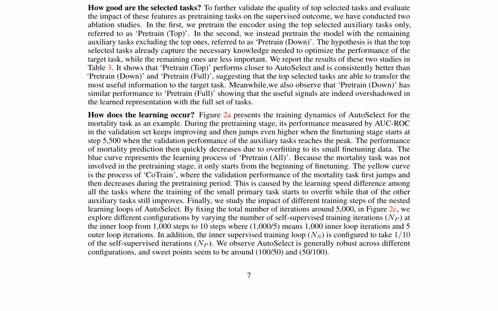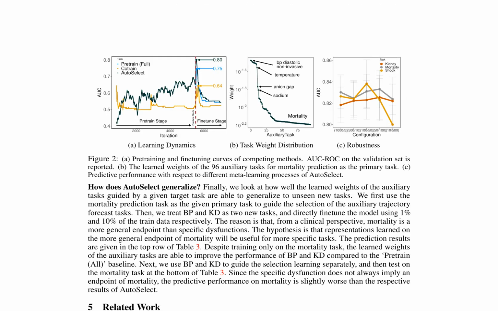multitask learning. The paper introduces a groundbreaking approach to utilizing trajectory forecasts over clinical observations as self-supervised pre-training tasks, leading to substantial improvements in clinical outcome predictions. This achievement is made possible through the AutoSelect method, an end-to-end differentiable framework that automatically selects a set of auxiliary tasks for pre-training, thereby enhancing the representation learning process. The results demonstrate that AutoSelect surpasses other competing methods in terms of predictive performance on various clinical endpoints, including mortality, blood pressure, and kidney dysfunction.